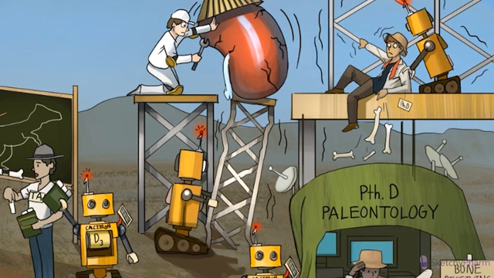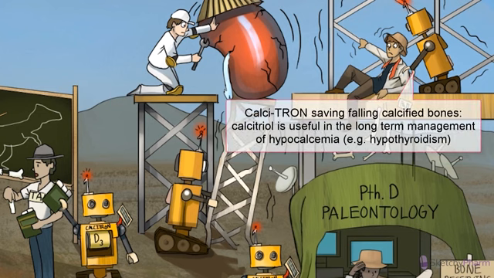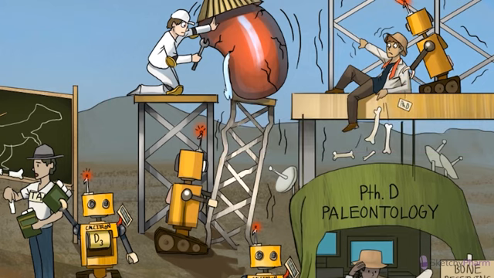One last therapeutic use of vitamin D to mention. It can be used for the long-term management of hypocalcemia. Hypocalcemia is represented here by these calcified bones falling from the hands of this paleontologist here. Calcitron robot to the rescue. More than meets the eye.